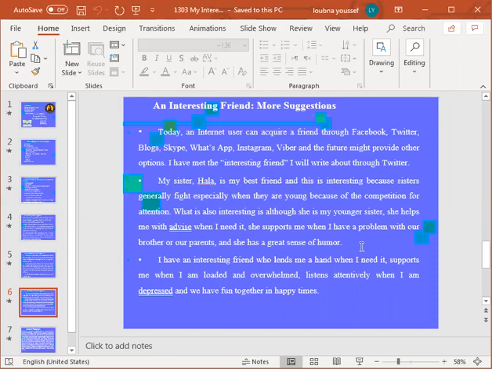Now, what is also interesting is, although she is my younger sister, she helps me with advice when I need it. She supports me when I have a problem with our brother or our parents, and she has a great sense of humor. So here the writer introduces a very unusual point, an unusual choice, a sister as a friend, and provides excellent evidence and support.